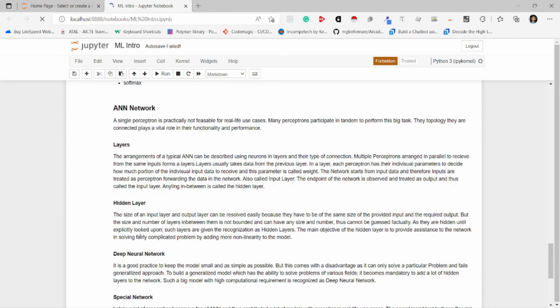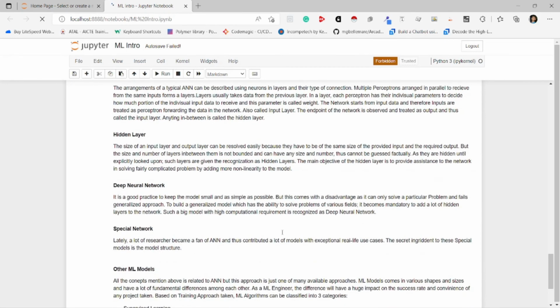As they are hidden until explicitly looked upon, such layers are given the recognition of hidden layers. The main objective of the hidden layer is to assist the network in solving fairly complicated problems by adding more nonlinearity to the model. It's a good practice to keep the model small and as simple as possible, but this comes with a disadvantage, as it can only solve a particular problem and fails to generalize. To build a generalized model which has the ability to solve problems of various fields, it becomes mandatory to add a lot of hidden layers to the network. Such big models with high computational requirements are recognized as deep neural networks.